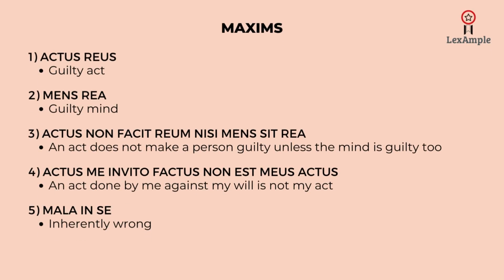Coming to the first legal maxim, that is actus reus, which means an overt guilty act. This act results in preparation, attempt, or the actual commission of the offense, depending on what act it is. The second legal maxim is mens rea, which means guilty mind. Now, both mens rea and actus reus are sine qua non for the commission of a crime, which means they both are essential ingredients when it comes to punishing an offender for commission of a crime.